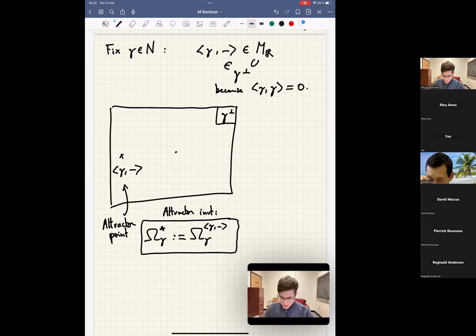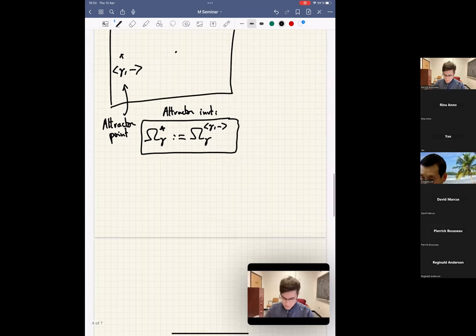Okay, so for each gamma, there is some kind of canonical point in the space of stability parameters, and I call the corresponding invariant the attractor invariant. The point of considering this particular invariant is that they are often, in many cases, not always, but often, very simple.